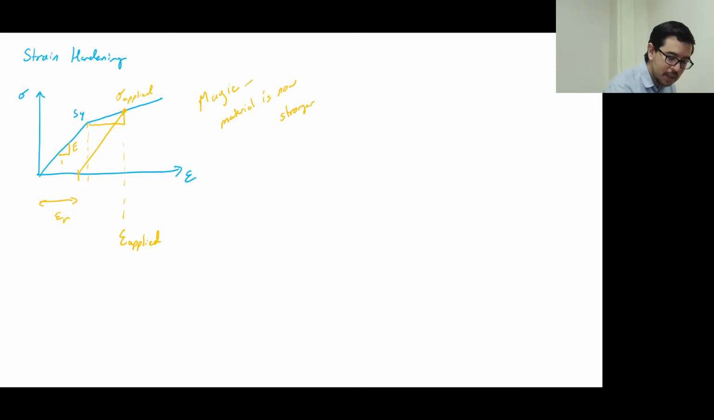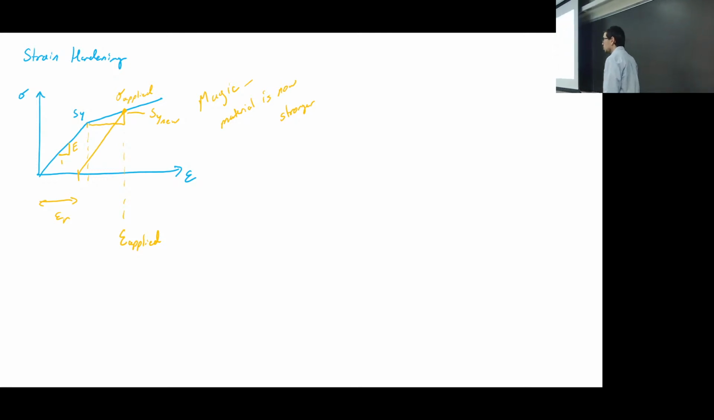That means that, okay, now I'm back down here. I let it go, all right, and then I get pulled up and stressed again, okay? But guess what? I don't yield at the old yield strength. I don't yield until I get to that new yield strength. Okay, so this is now your new, or we'll call it SY new. And this is what strain hardening is. This is how you actually get more strength out of a material.